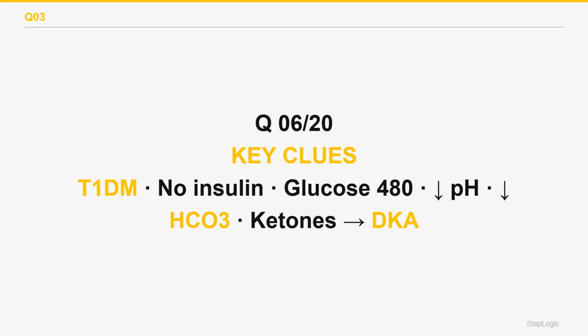PaCO2 is 22, appropriately low. Respiratory compensation, Kussmaul breathing. Now calculate the anion gap: sodium minus chloride minus bicarbonate. 34 minus 9 equals 29. Normal is about 12. So this is a high anion gap metabolic acidosis with a gap of 29.